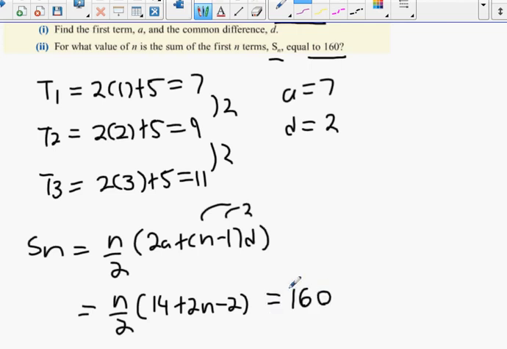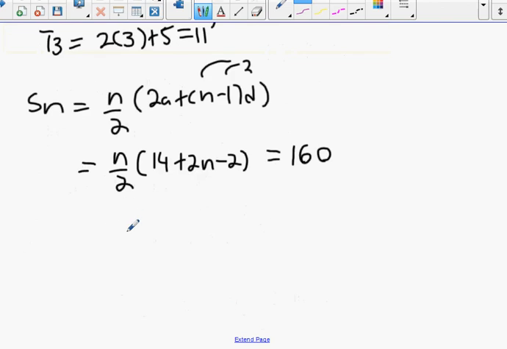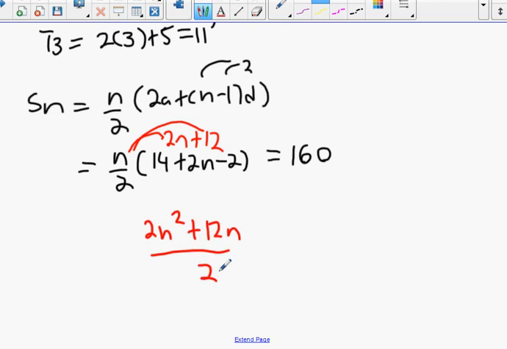Equals 160. Now, what we're going to do here is multiply it. See the 2n? See the 14 minus the 2? Is 2n plus 12. Multiply in by the n, and what happens? 2n squared plus 12n. Now you got to divide by the 2. What happens when you divide by the 2? 6n equals 160. No, you'd actually end up multiplying it by 2.